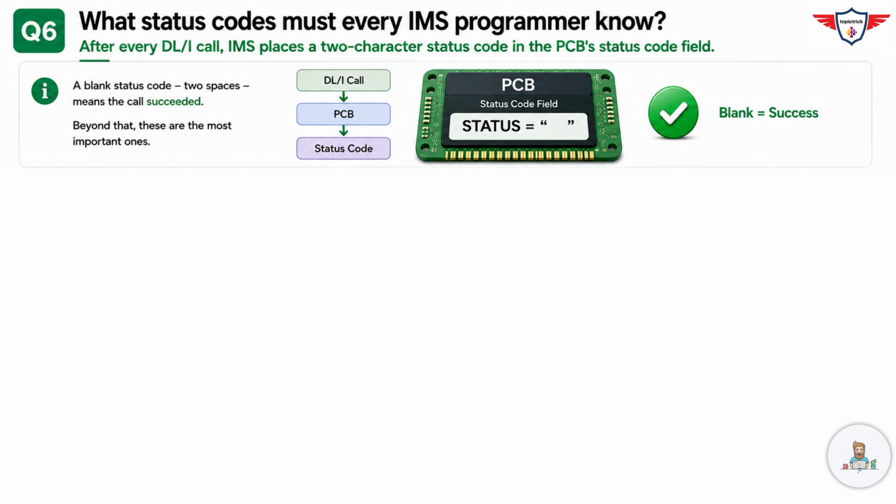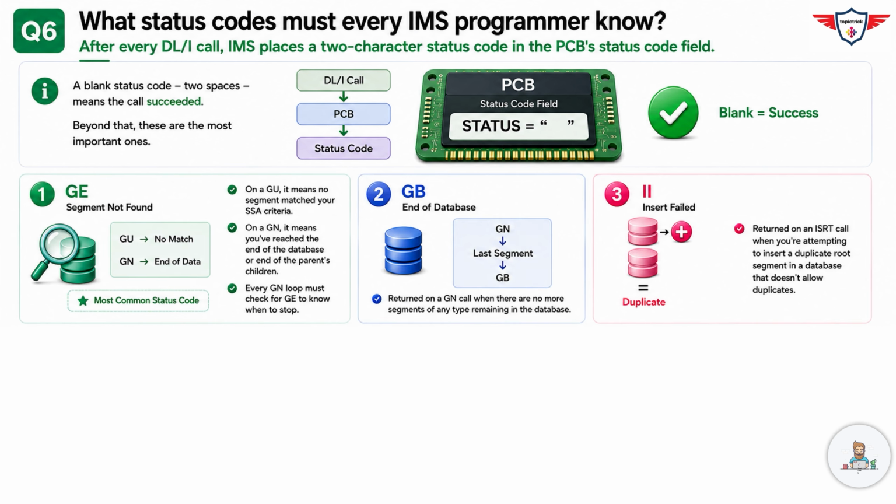Now in this case also, whenever you issue a DLI call from your COBOL program or any other programming language, and once that call is completed, IMS will place a 2-character status code in the PCB status code field. Based on the value of this particular field, you can decide whether you want to continue with the logic or you need to take some corrective action.